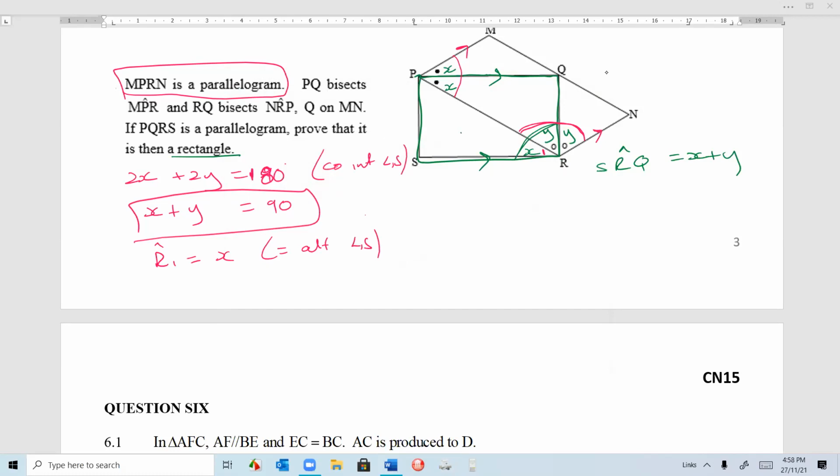So now if I look at SRQ, SRQ is x plus y, but we have just proved that SRQ on this side is actually equal to 90 degrees, and therefore it's a rectangle. Is that making sense to you? So what would the reasoning be for it being a rectangle? The reason is because I've just proved one interior angle to be 90. They told us it's a parallelogram. So if I prove one angle is equal to 90, my reason is a parallelogram with an interior angle equal to 90.